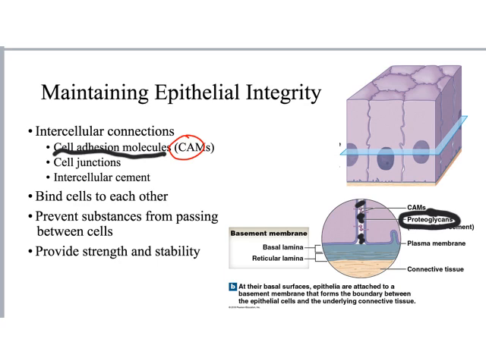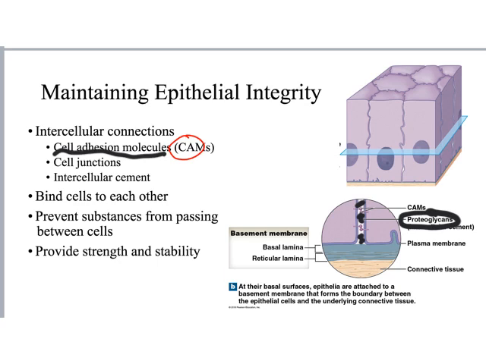The reason that we need our epithelial cells to be tight is because they're acting as protection, right? They're acting as a barrier. That means we want them to be tightly bound so that substances are not able to leak in between the cells and get into the deeper tissues.